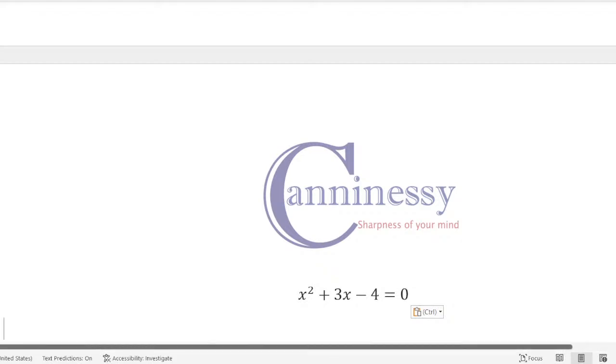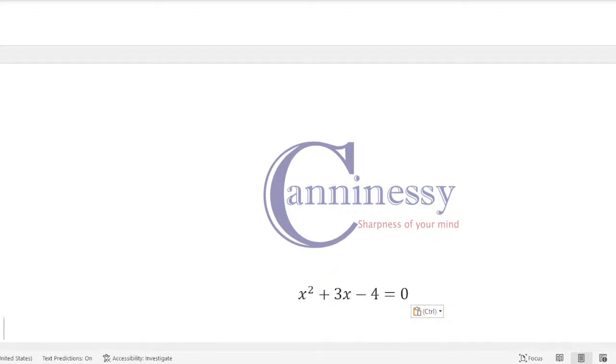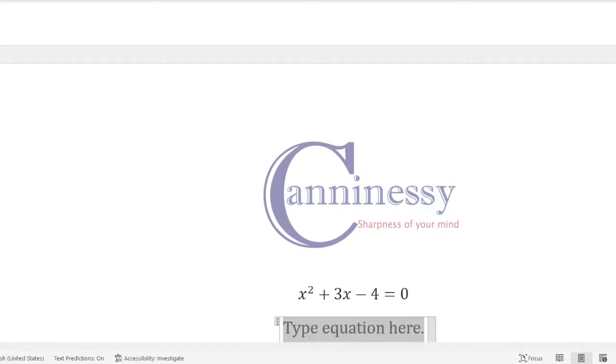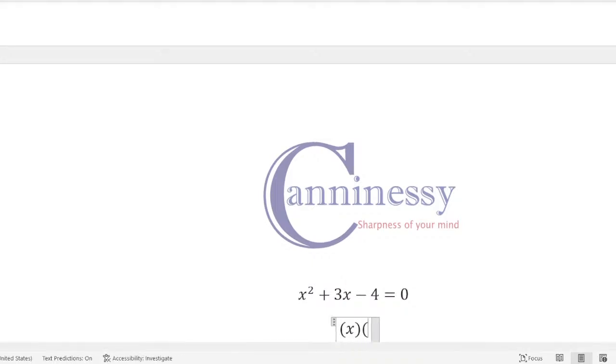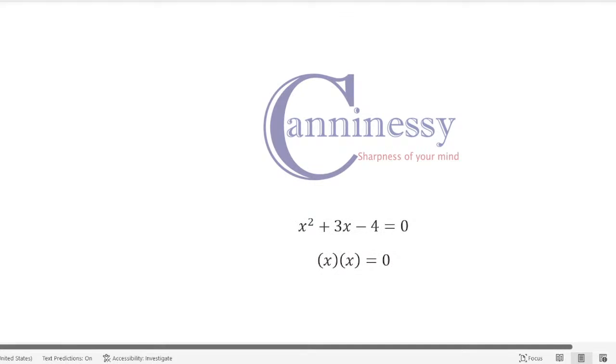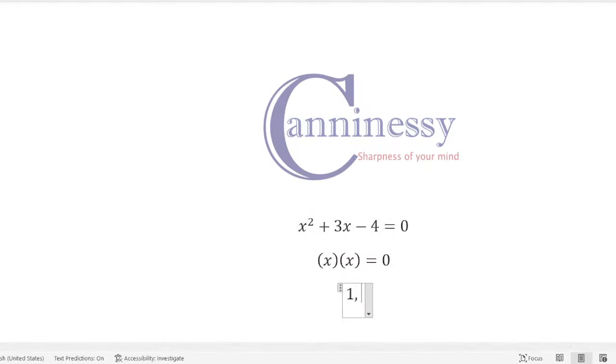So what are the factors of 4? Okay, let's start by factorizing. Factors of x squared is going to be x multiplied by x will give us x squared is equal to 0. Then factors of 4, what are the factors of 4? We have 1, 2, and 4. So which factors should we take here? Should we take 2 by 2 or 1 by 4?